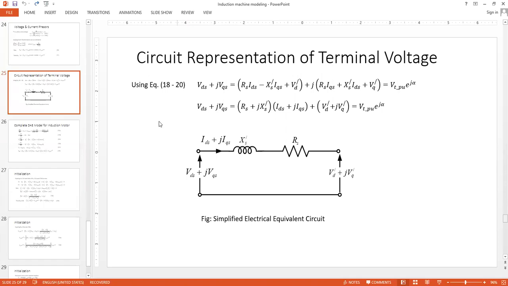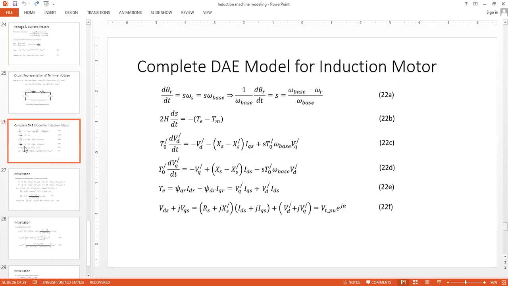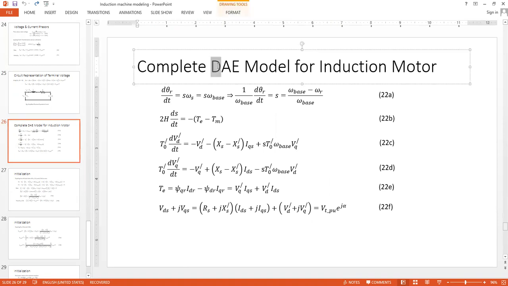So once we are done with this, now we are almost actually done with the modeling part of our induction machine, or especially the induction motor actually. So this is the complete dynamic algebraic equation. So DAE actually stands for dynamic algebraic equation model. That means this model involves some dynamic equations as well as some algebraic equations. Okay. So combinedly, they give the complete model for induction motor.